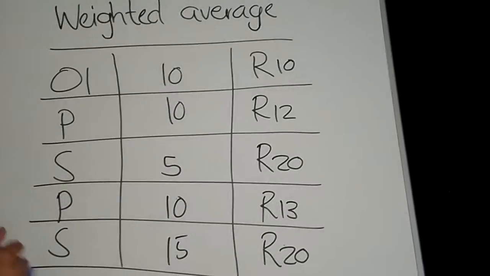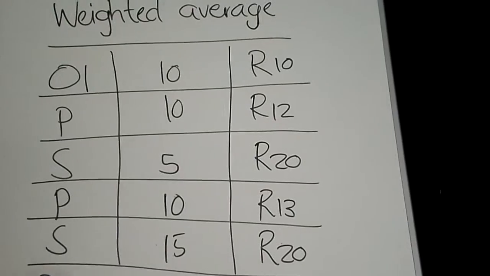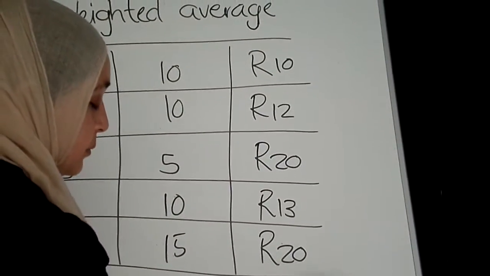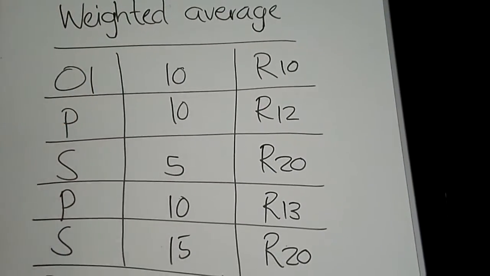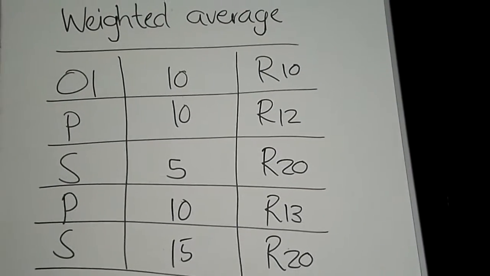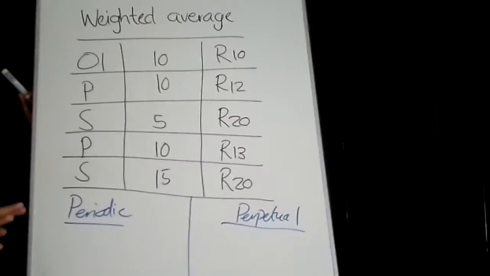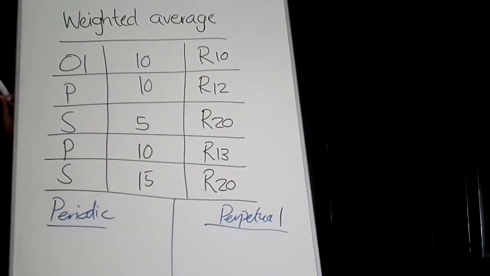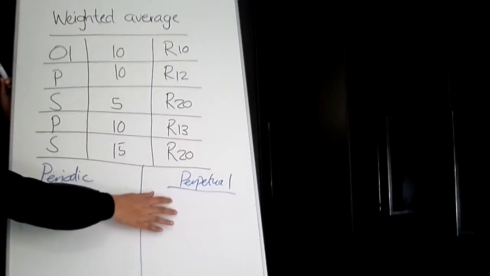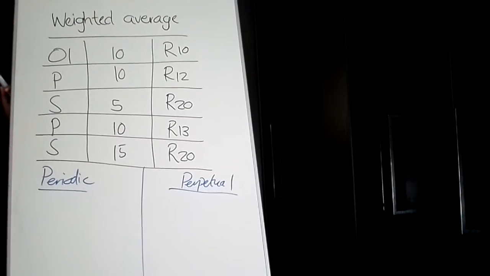Now, very importantly, as you already know, we've got two methods: the periodic method and the perpetual method. For the weighted average, depending on which method you're using, your calculations would differ slightly. For the periodic method, you only have one weighted average for the whole year. You'll calculate your weighted average, and that is your cost price for all of your inventory throughout the year. Whereas with the perpetual, because it's continuous, you are continuously changing the cost price of your inventory.